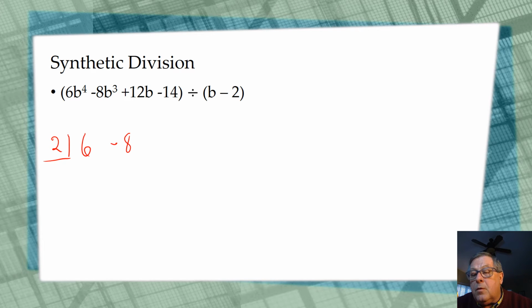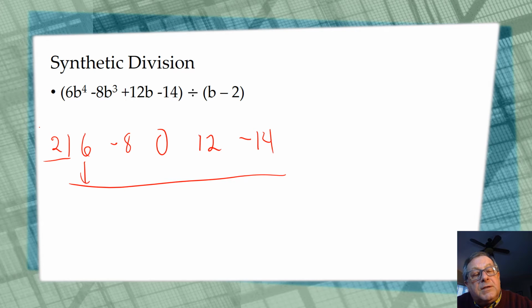What am I going to do? I'm going to substitute in 0. And then we got plus 12b, so I got the coefficient of 12. And then my constant is negative 14. Draw my line, bring down the 6, and let's begin.